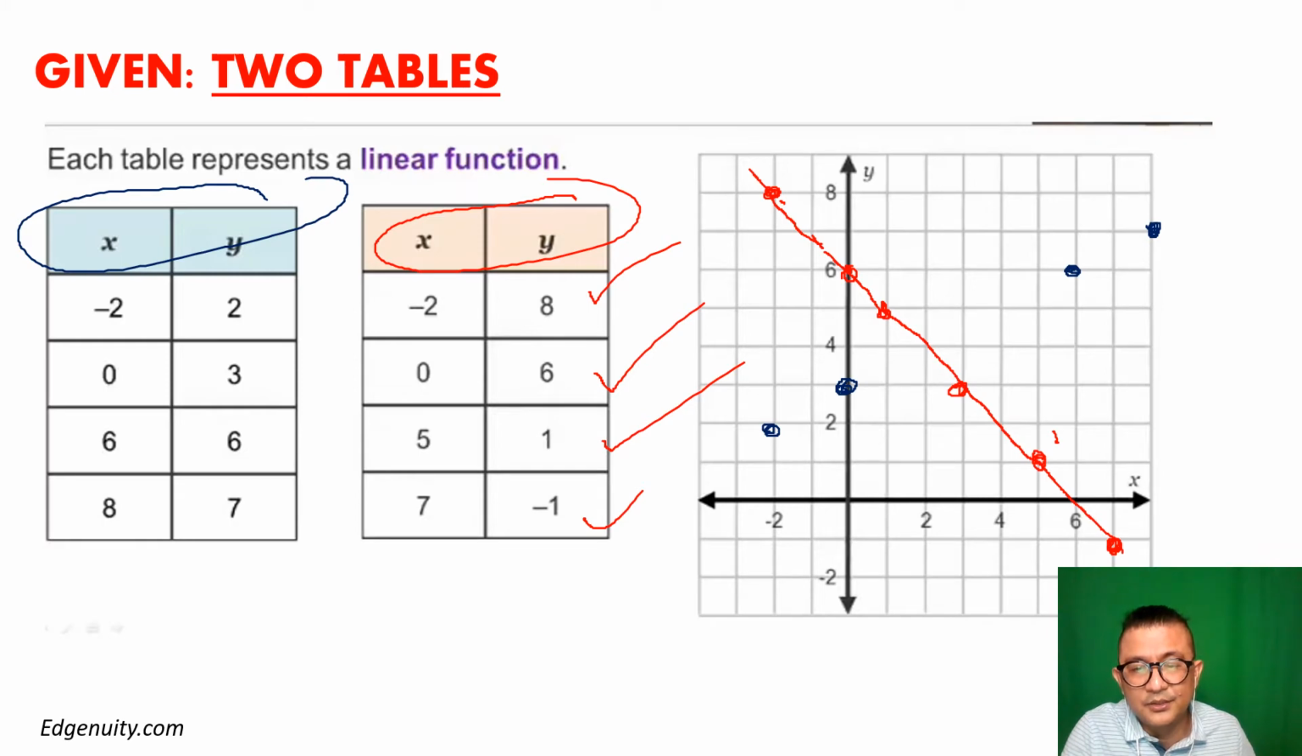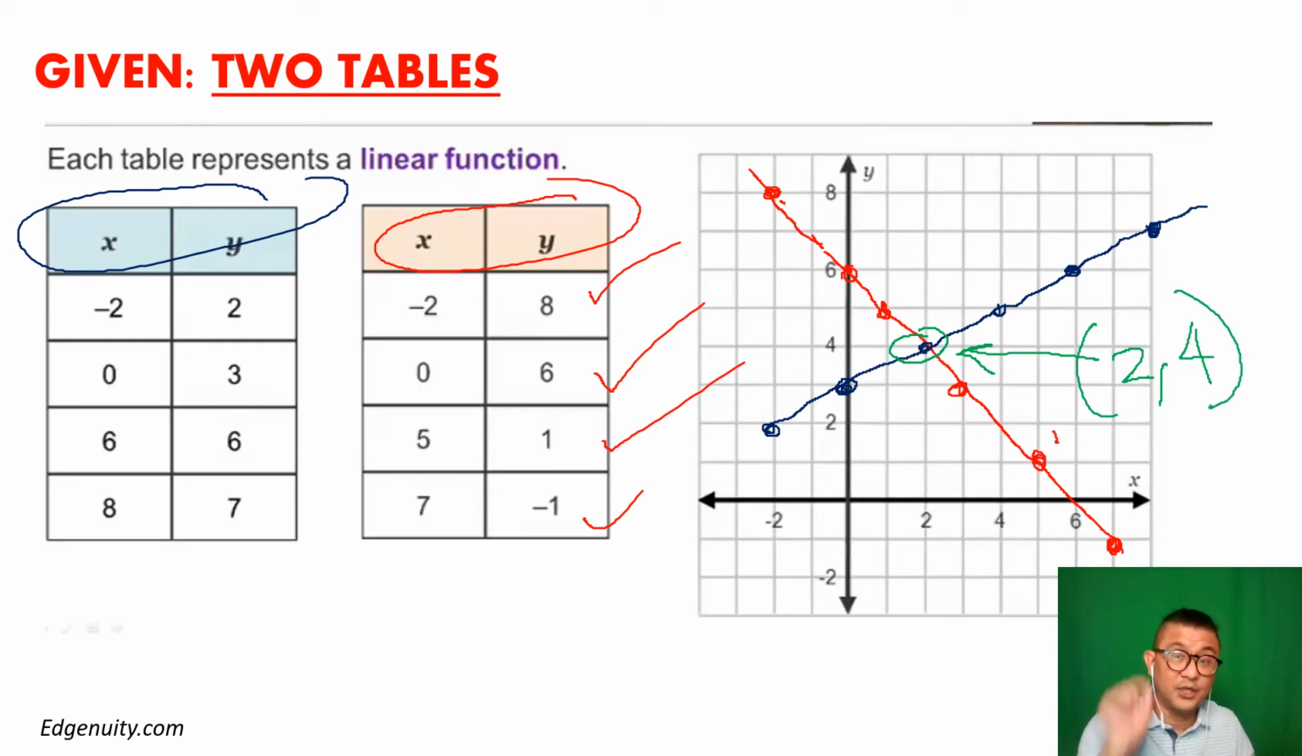Okay, now follow the pattern of our blue line. The blue line goes 1 up and 2 to the right, 1 up, 2 to the right, 1 up, 2 to the right. Follow that line, make a straight line with your ruler. Wherever they meet, that's going to be our solution. And what is our solution? 2 comma 4. All right, that's the solution. And it's easy because we just plot the lines if you were given two tables.